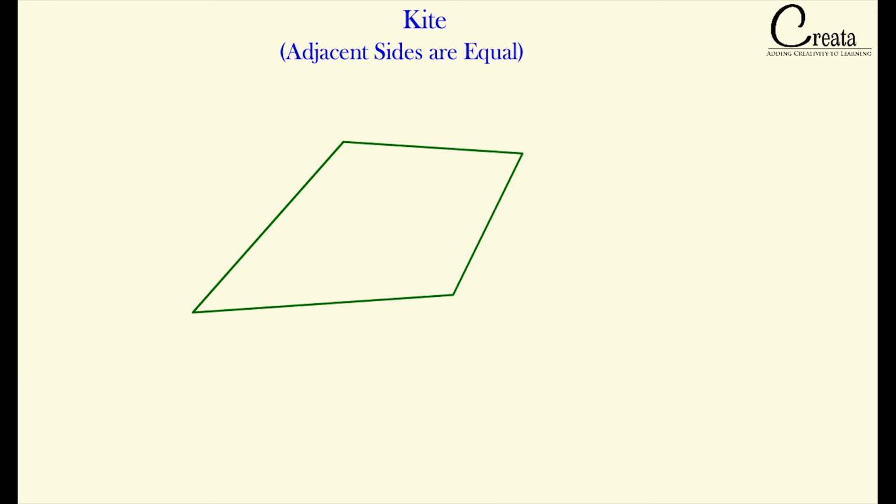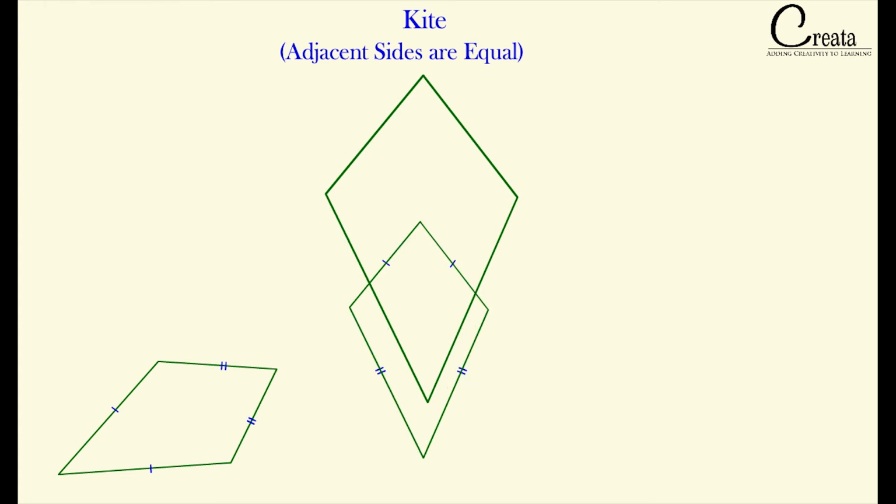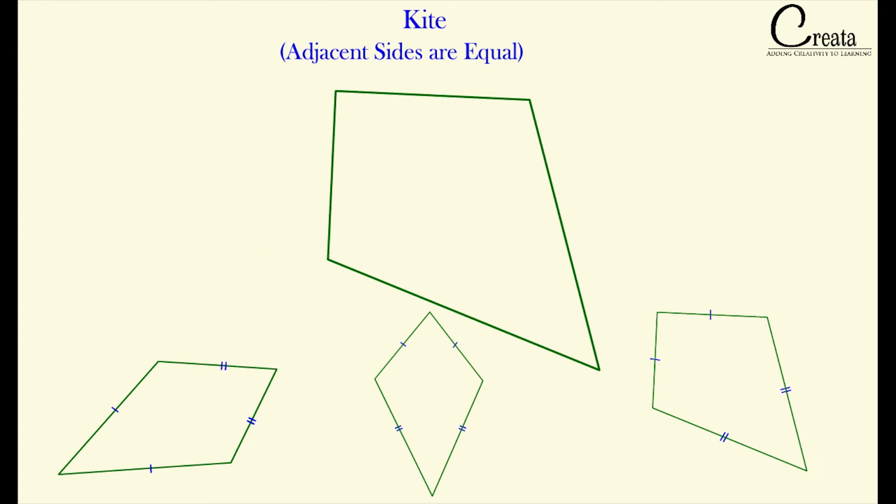Then we have seen the kite, a type of quadrilateral with adjacent sides equal. Here this pair of adjacent sides is equal. All these are examples of kites. Trapezium and kite are the basic types of quadrilateral.